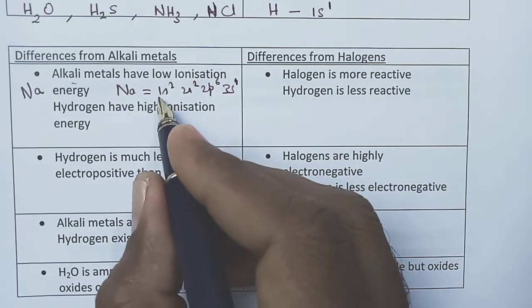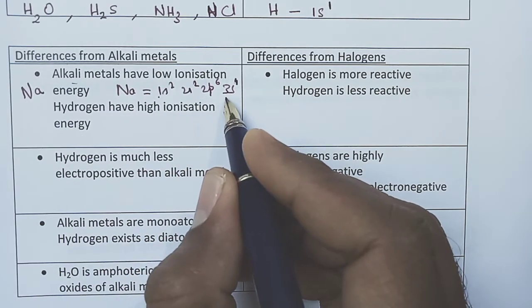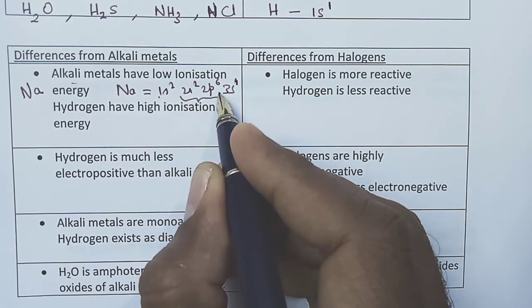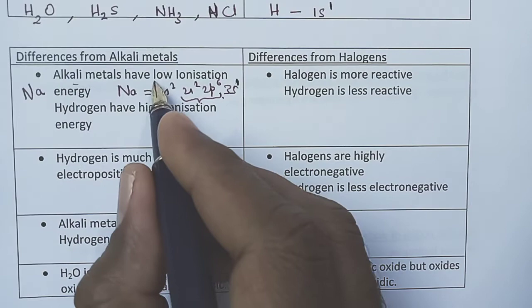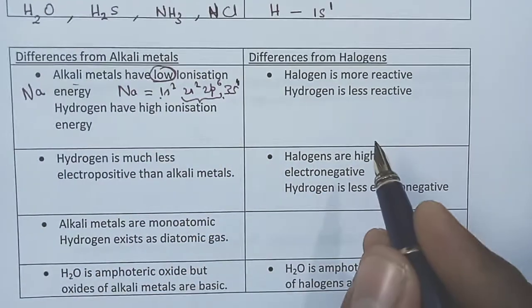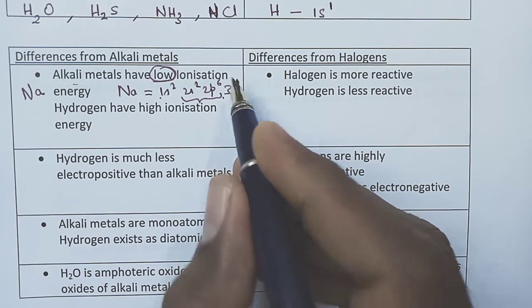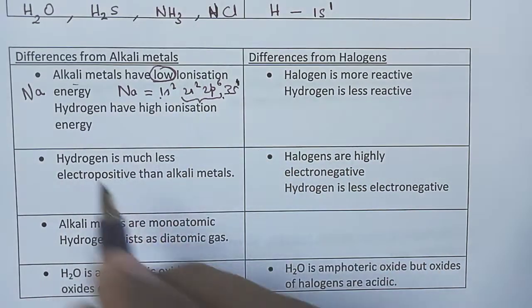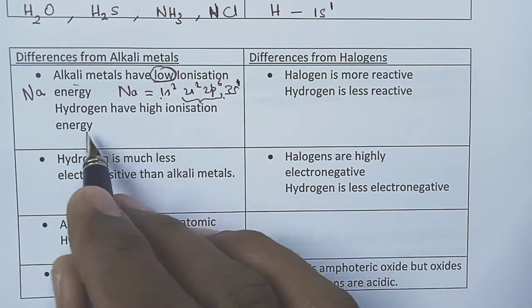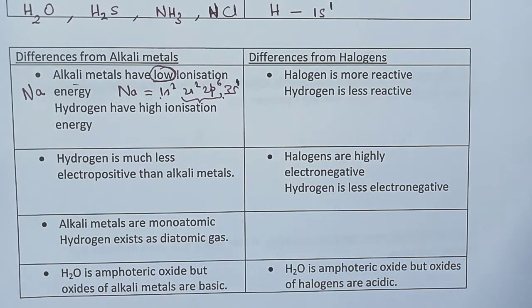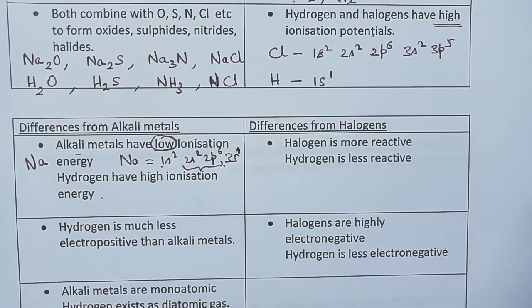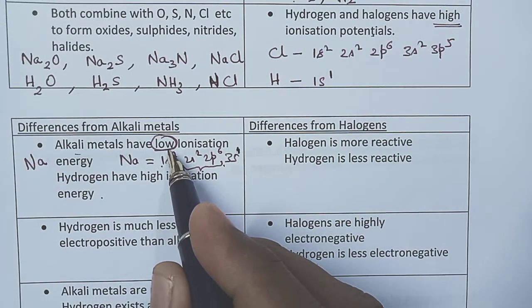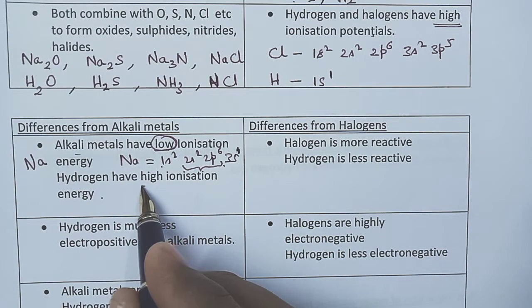Therefore, when we remove this electron, it will get inert gas configuration. Therefore, it will easily give away the electron. So alkali metals have low ionization potential because they easily give away the electron, whereas hydrogen has high ionization potential, high ionization energy. Just now we discussed that hydrogen has high ionization potential. So alkali metals have low ionization potential, hydrogen has high ionization potential.